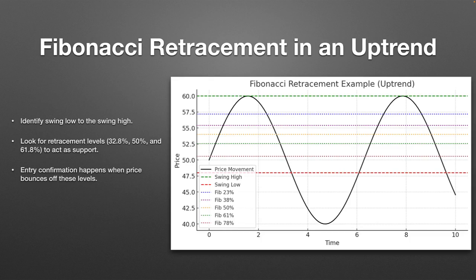A little bit more in depth. The black line represents price movement. The green dash line is the swing high, okay? The red dash line is the swing low. The dotted lines are just our Fibonacci retracement levels where, again, price might find support and continue to trend. As we see, that's what that did.